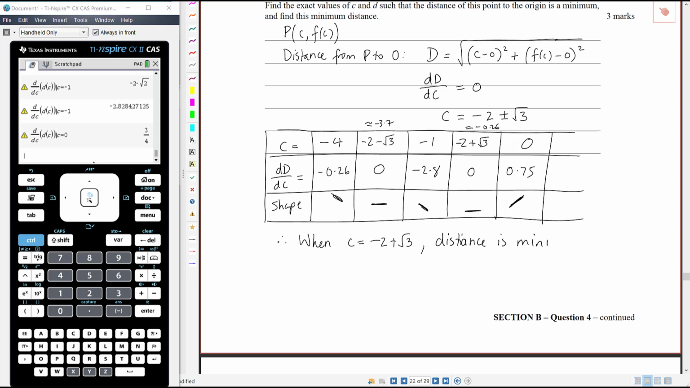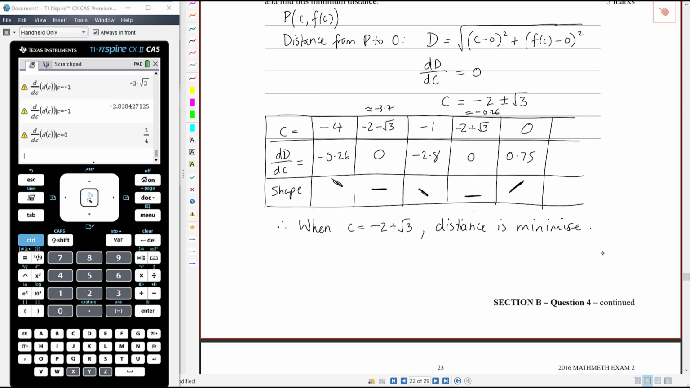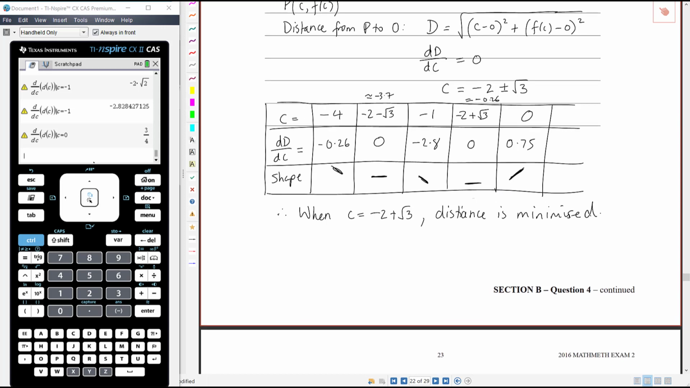We can also be clear from having thought about both stationary points, there's only 2, and the graph obviously goes up from here and here, so this has to be the lowest point of the graph. Okay, it's an absolute minimum as well. When c is negative 2 plus root 3, distance is minimized.